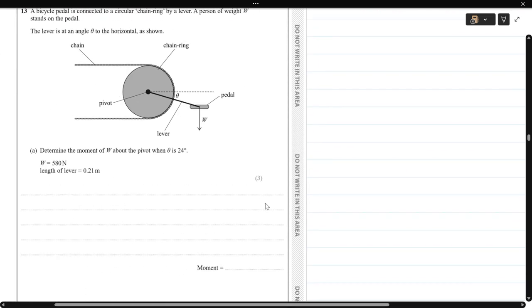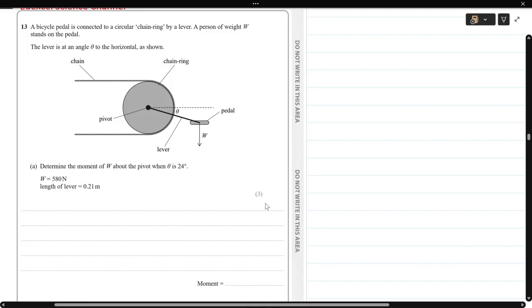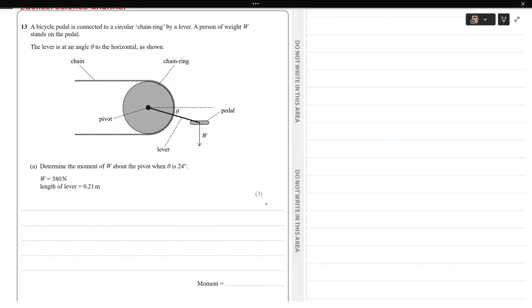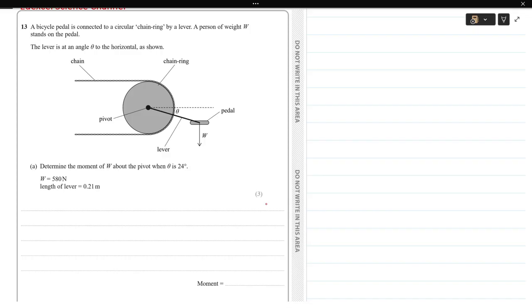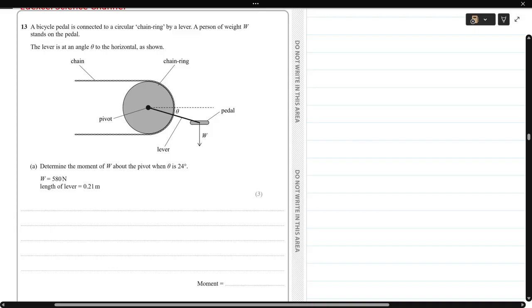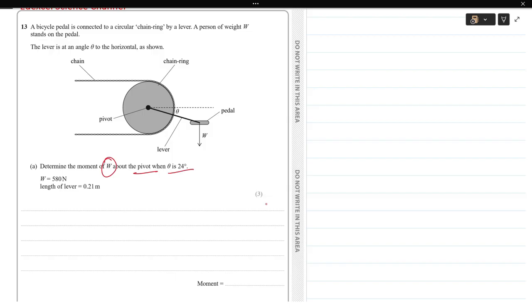Moving on to question number 13. A bicycle pedal is connected to a circular chain ring by a lever. A person of weight W stands on the pedal. So someone is standing over here and his weight is over here. The lever is at an angle theta to the horizontal as shown. So this is theta, with the horizontal. Determine the moment of W about the pivot when theta is 24.